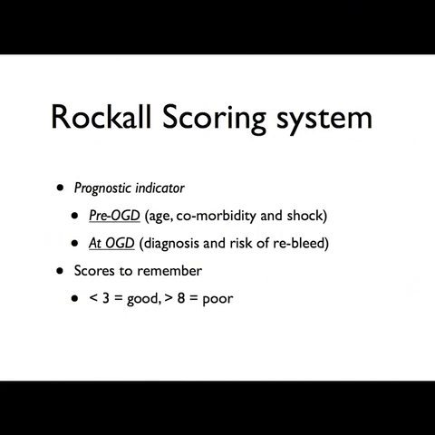And it's perhaps important to remember 2 values. Less than 3, it's pretty good. Greater than 8, it's poor, you're in trouble. In fact, if the score is between 5 and 11, you have an 11 to 41% chance of death. How do you remember that? Numbers. I'm good with numbers. I can never remember that.